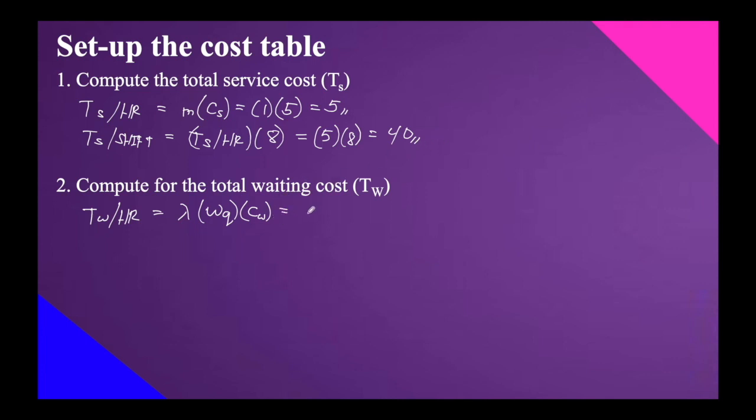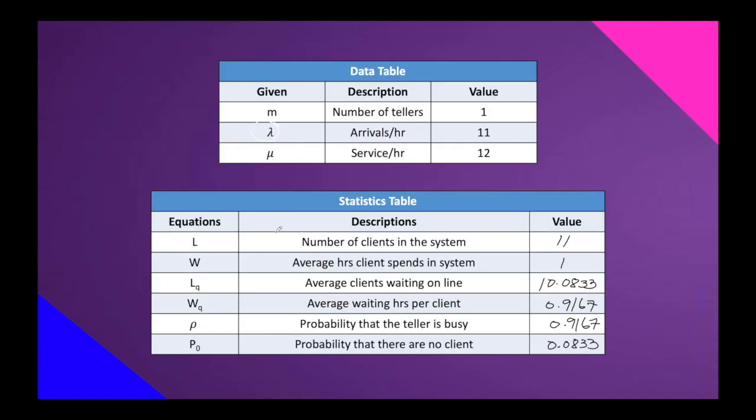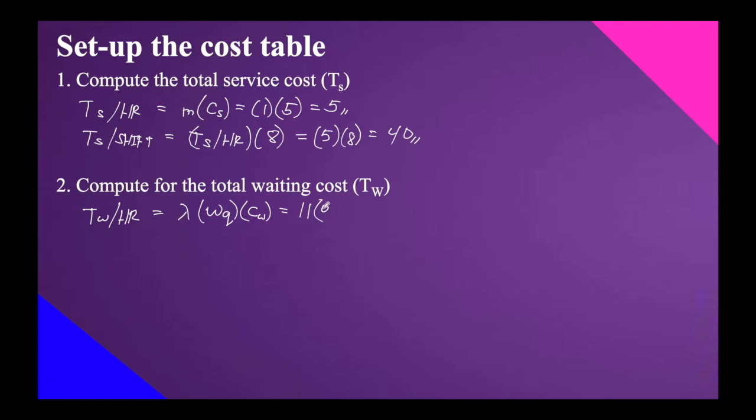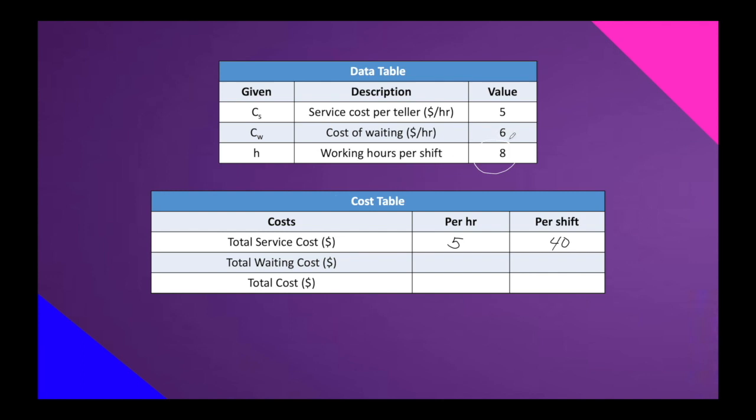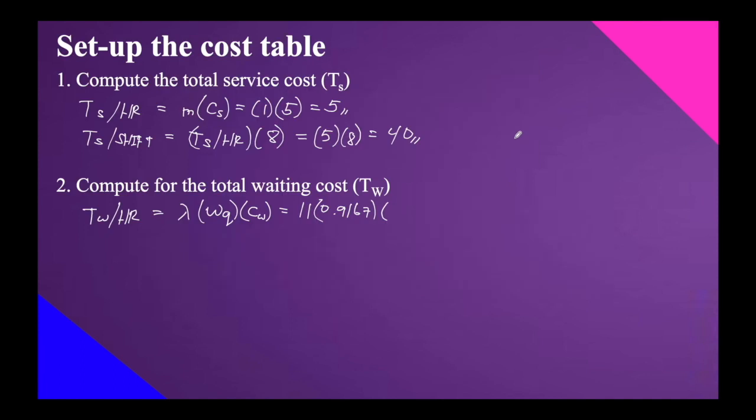So, for our lambda, we have the arrival na 11. So, if you still remember. For the WQ, our value for that is 0.9167. So, let's have it here, 0.9167. And for the CW, given siya dito, that is equivalent to 6. Given po ito, no, cost of waiting. So, let's have it here, 6. So, 11 multiplied to 0.9167 times 6.